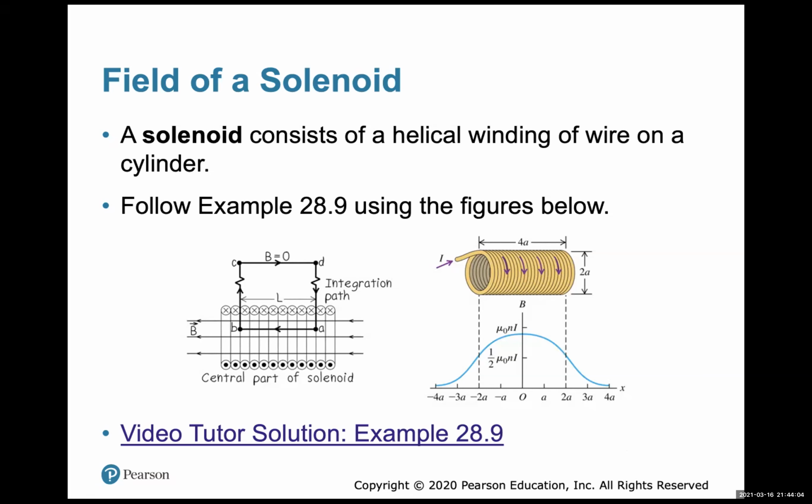And since it depends not only on how much current, but on the number of windings, the more tightly we wind the thing, the better return on our current investment we're going to get when we're trying to set up magnetic field.